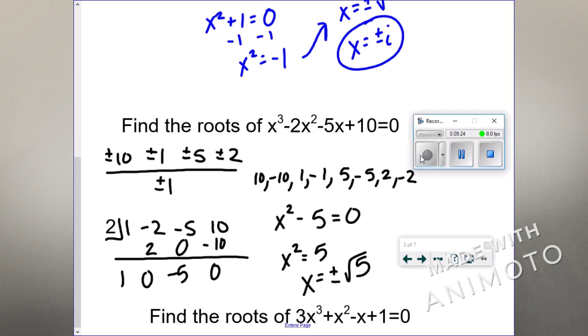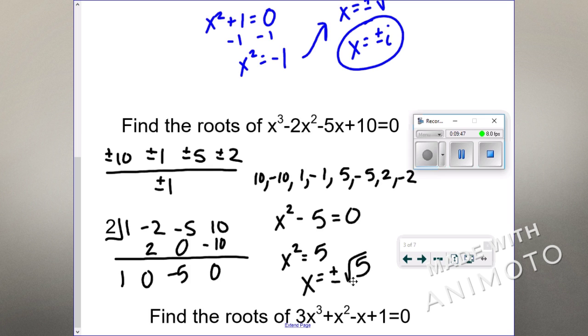Using synthetic division here, you should get 1, 0, -5, 0, which means we have the quadratic equation x squared minus 5 equals 0. And then again, we can solve this by square rooting. So add 5, square root both sides, so we end up with x equals plus or minus square root of 5.